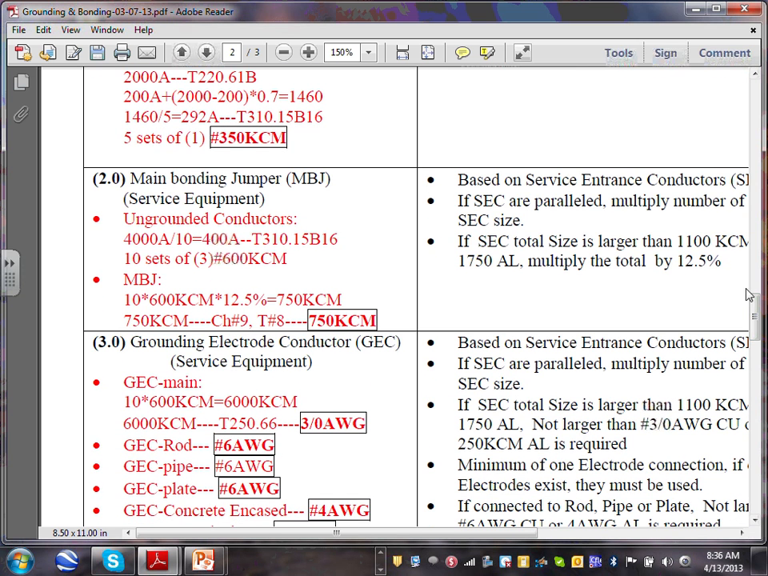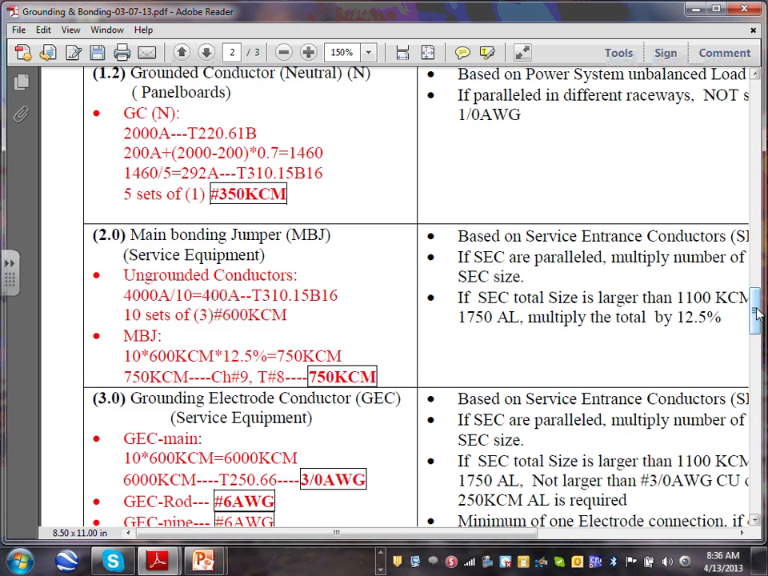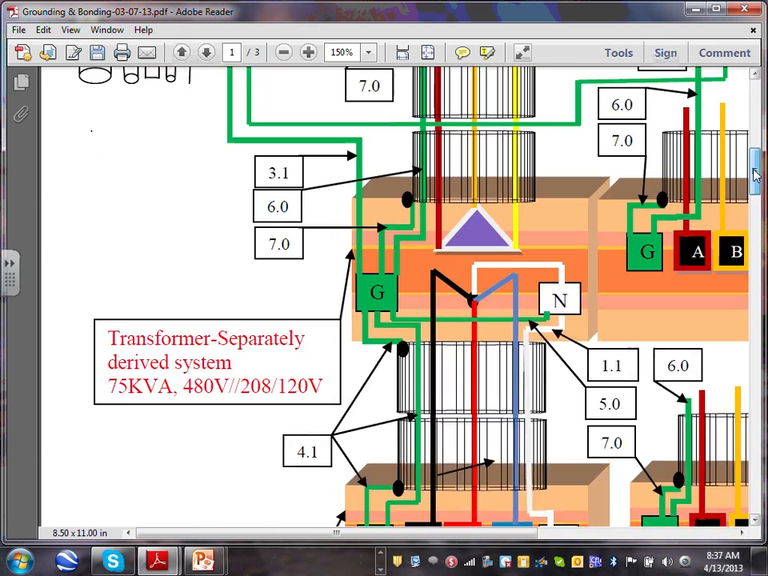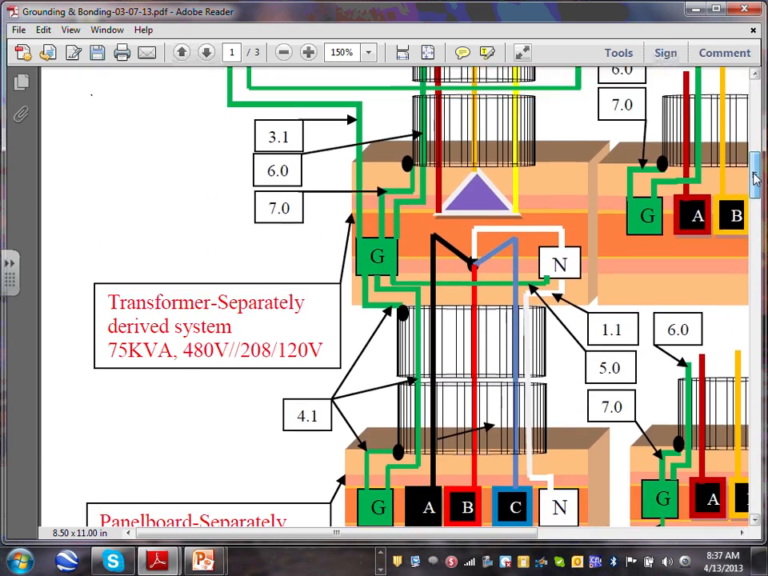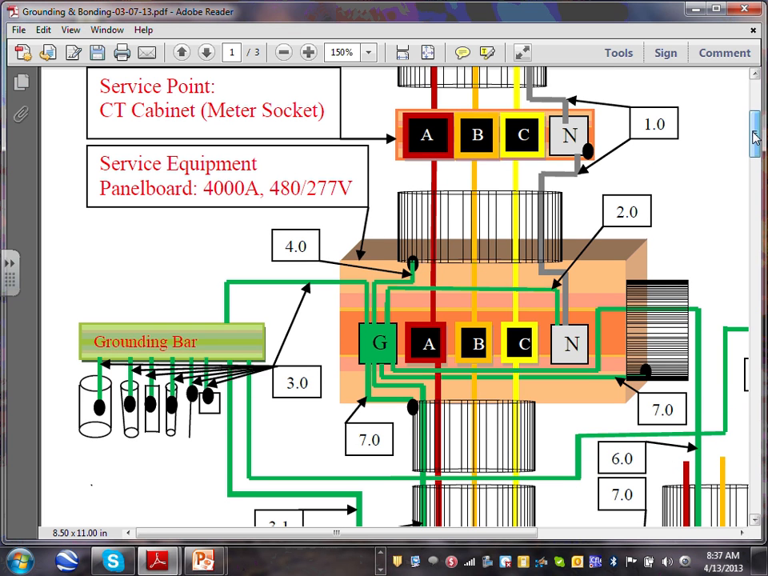Number 2, let's just go, as long as we're on it. So to size a neutral, the main bonding jumper rules. That's your bottom line. You can't go less than the main bonding jumper. So I'm going to go back, guys, and see what the heck is the main bonding jumper. The main bonding jumper in a switchgear is number 2. Can you guys see that?